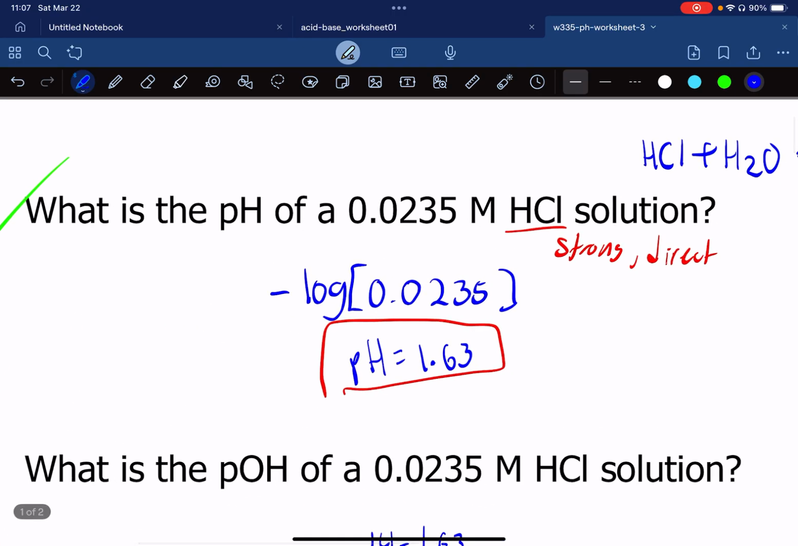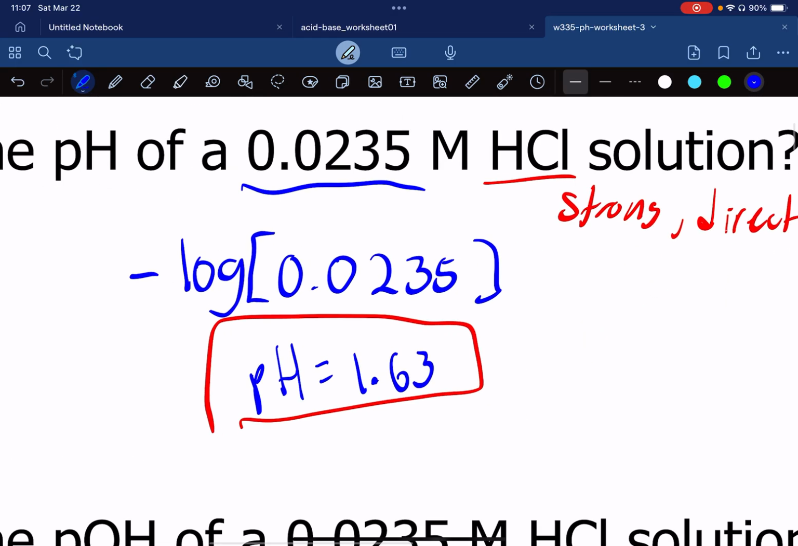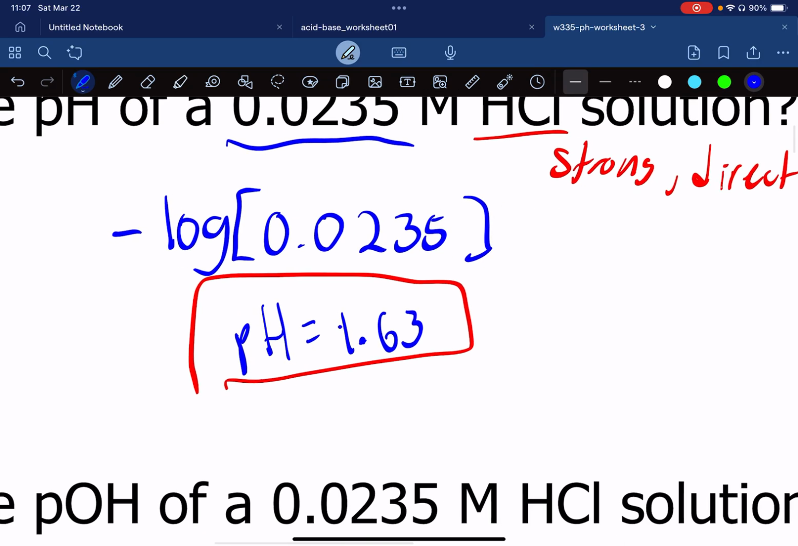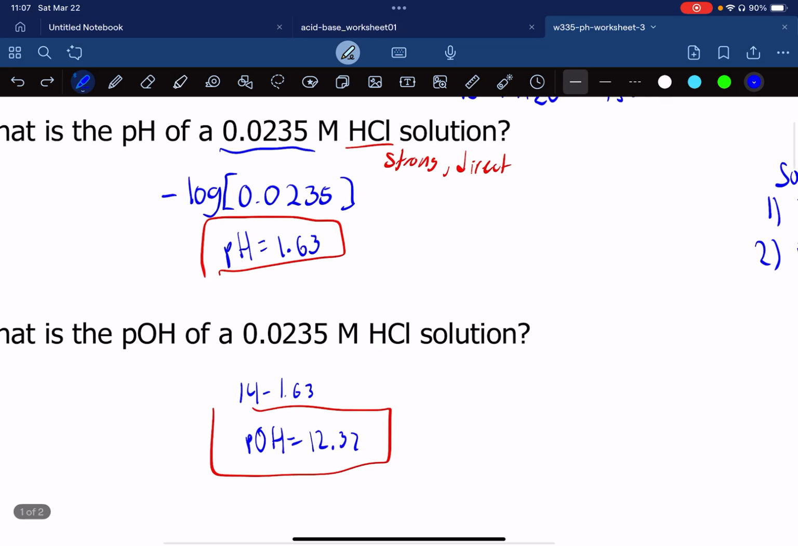So here, HCl, what is the pH of a 0.0235 molar solution? So this is the concentration of HCl. We know HCl is a strong acid. Therefore, it's pretty straightforward. You use the equation negative log of the concentration. You enter the concentration and you get the pH. It's pretty straightforward because it is a strong acid.